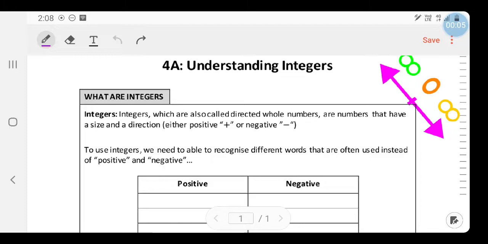It is called integers, which is a word that you may or may not have heard of before. It's a little bit similar to whole numbers, but with a very important difference. Okay, so we're going to begin by defining what an integer is. So, an integer is simply a number that has a size and a direction. So either positive or negative.